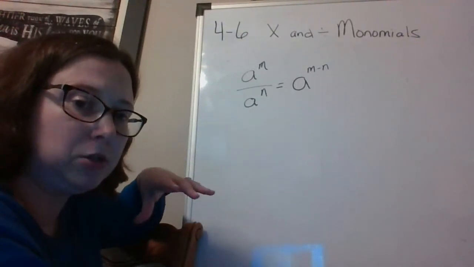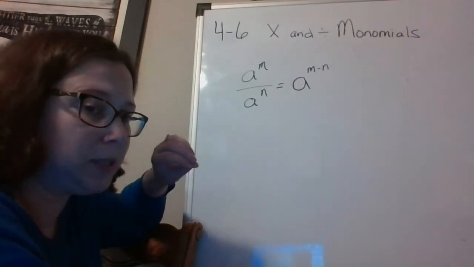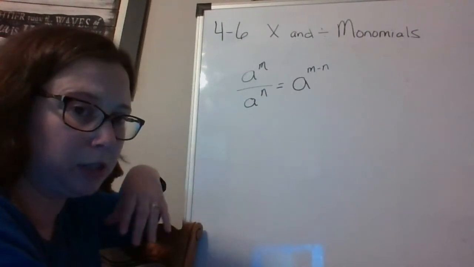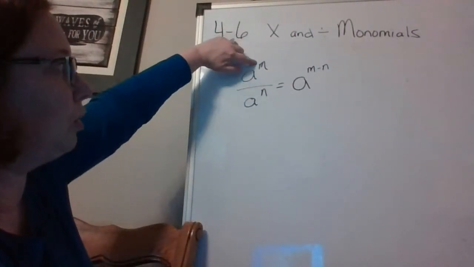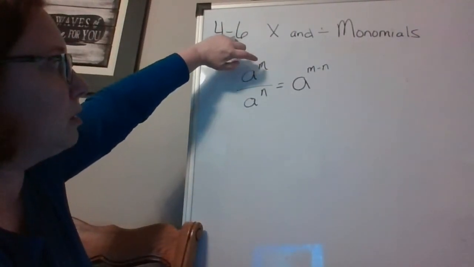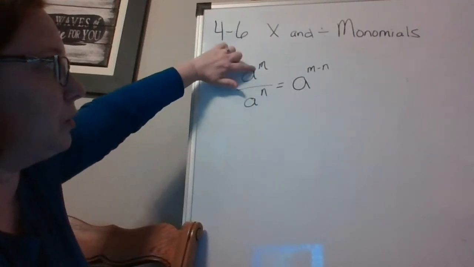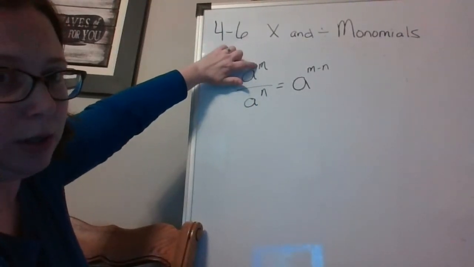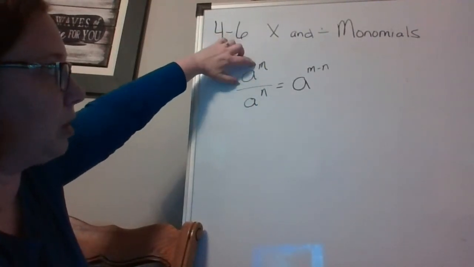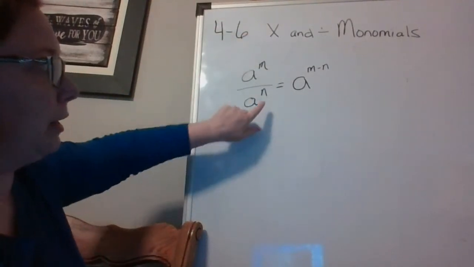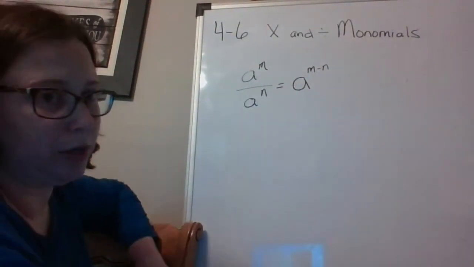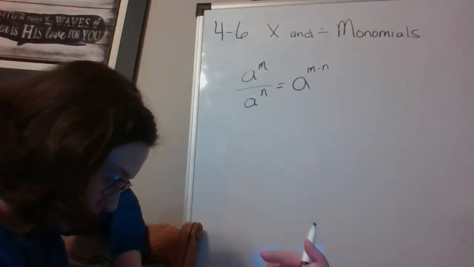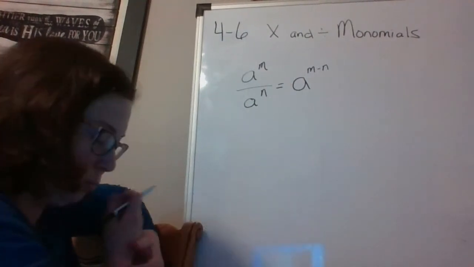But remember that you guys know about negative numbers now, so it's not always going to be the bigger minus the smaller. This number could be smaller than this number, but you still have to put this one first. It's always the exponent on your numerator minus the exponent on your denominator. So let me show you a few examples of how this works.